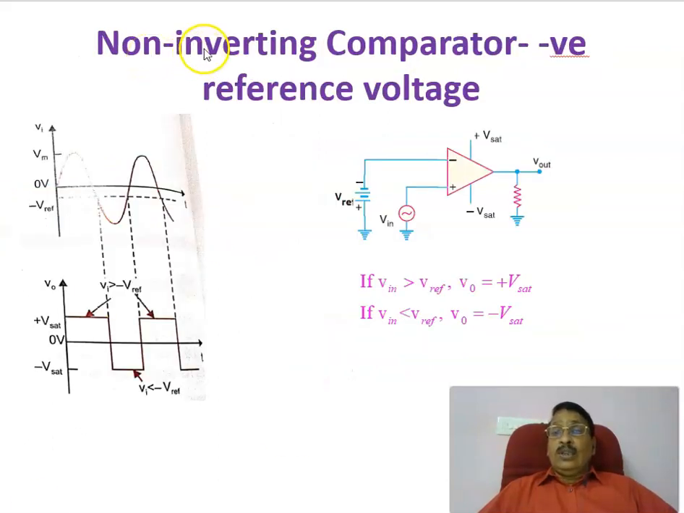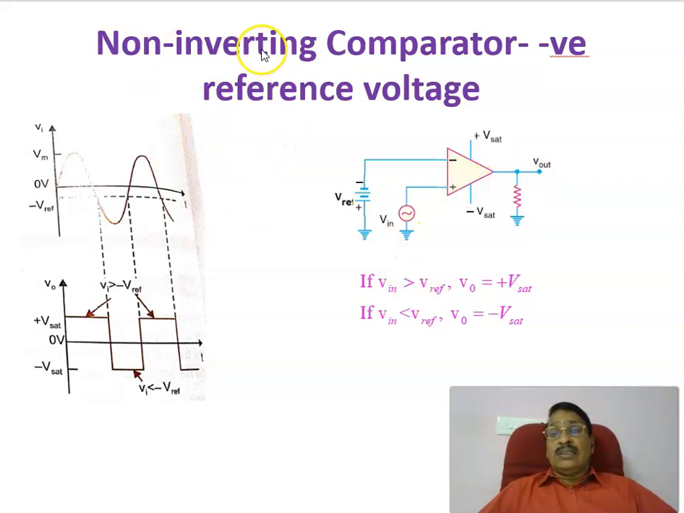Now continuing the non-inverting comparator, previously we have given a positive reference voltage. Now here we are giving a negative reference voltage. A negative voltage is given. Therefore, this is the input voltage and the reference voltage is now negative. We are giving a negative reference voltage and the same input voltage is given to the non-inverting terminal. And then the rule is same as the previous one.